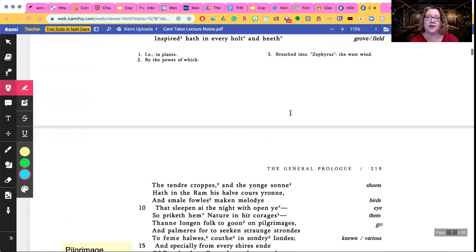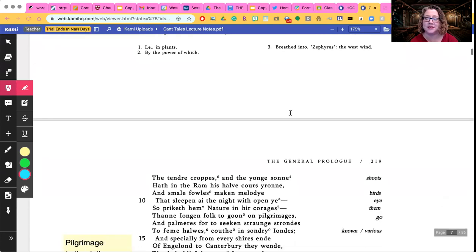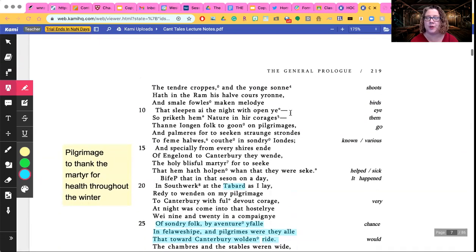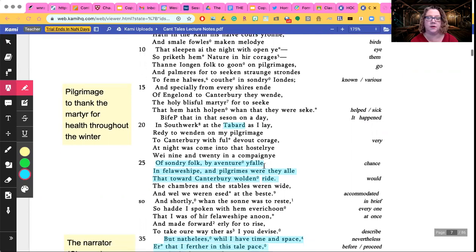And basically, he's saying what? It's springtime, it's April, and things have passed. It's not winter anymore. The temperature's nicer for travel. So people come out and they want to go on a pilgrimage to thank God and also to thank the saint for helping them through the winter. And so they start to wend. Wend means to wander or travel, to go and see the martyr from England to Canterbury. So that's basically what they're saying there.